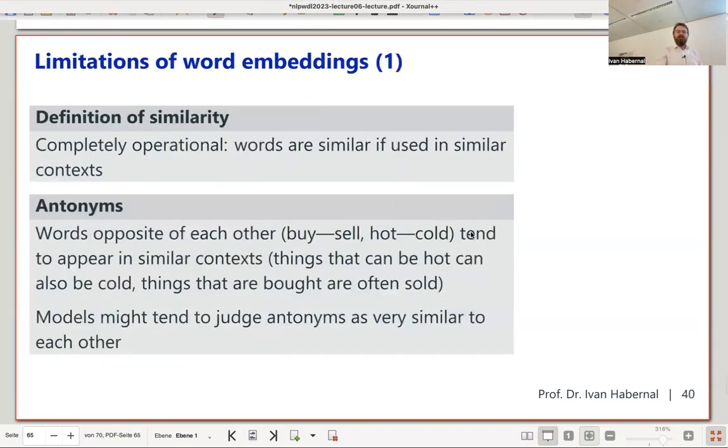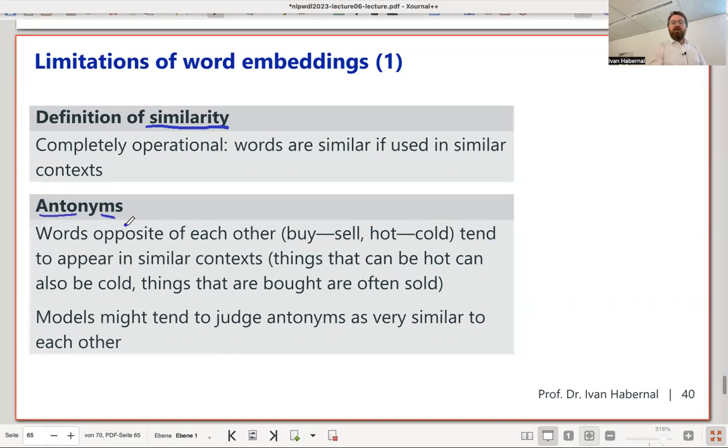Anyway, there are some limitations. We never talk about similarity because words are similar just if used in similar contexts. We just say they're going to be similar. Is it syntactically similar, meaning-wise similar, whatever similar? We don't know. We just say similar. Distributional hypothesis, we don't care. So this is a very operational definition.